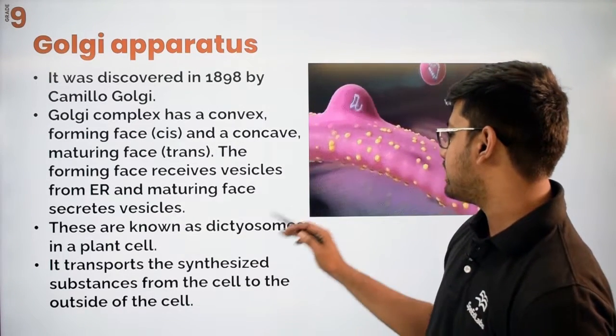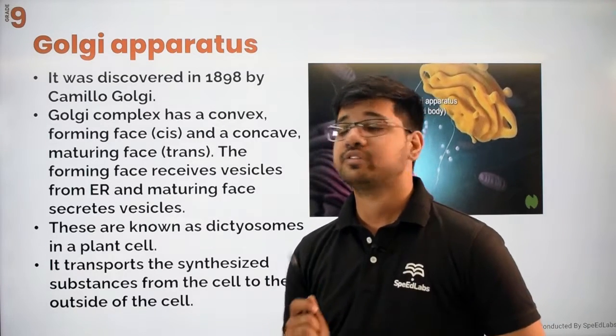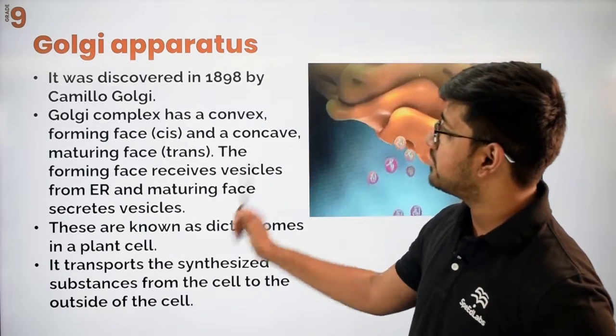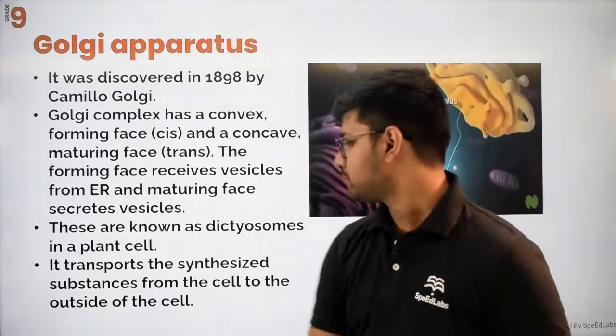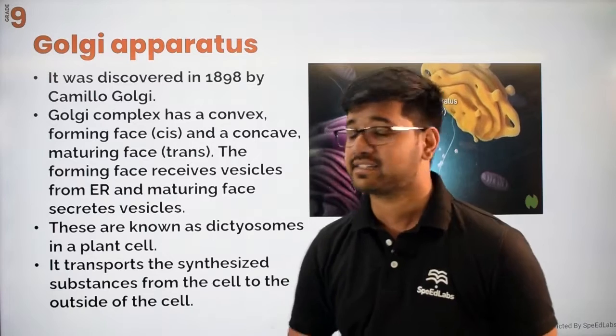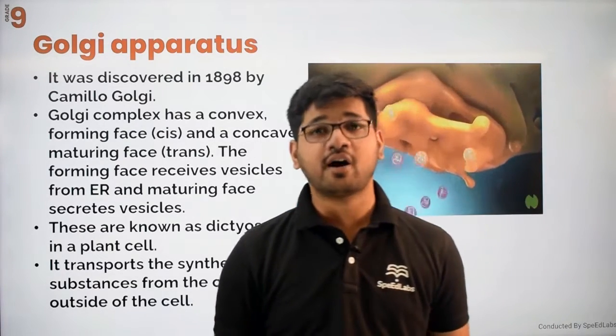These are known as dictyosomes in a plant cell. So in a plant cell, you won't say that they are vesicles or Golgi apparatus. In plant cells, they are dictyosomes. Okay, very important to note that. And it transports synthesized substances from the cell to the outside. Okay.